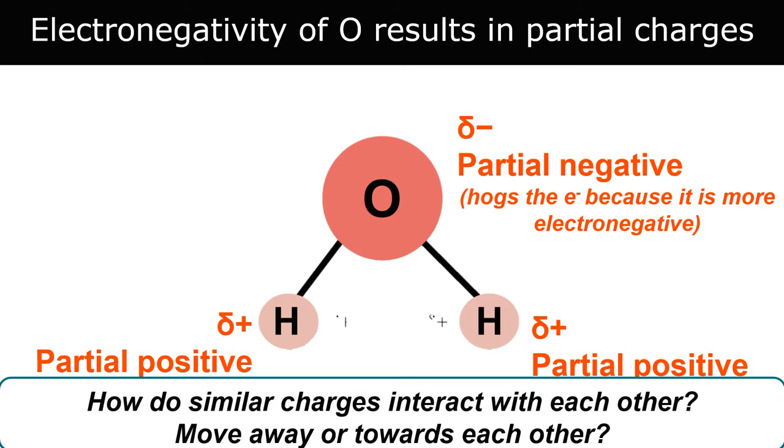Right, and then on the same note, how are similar charges going to move towards each other or interact with each other? If I try to put a negative and a negative together, are they going to want to be next to each other, or are they going to run away? So will similar charges move away from each other or towards each other? What do you think?